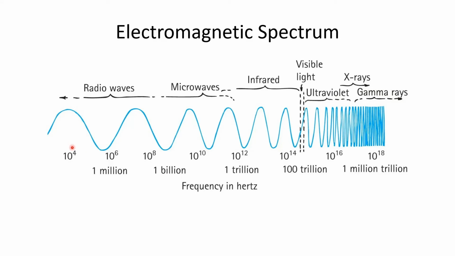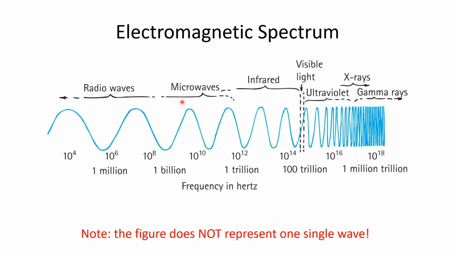All right, what this graph is showing is it's trying to show you a representation of wavelength for the different types of electromagnetic waves. I do need to point out, though, that this figure is not trying to represent one single wave. It's just a visual way to think, oh, radio waves must have longer wavelength than infrared, and then gamma rays up here has the shortest wavelength.